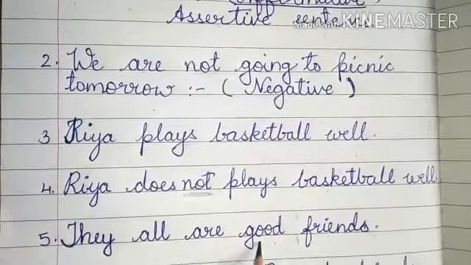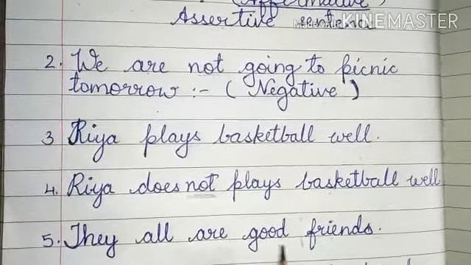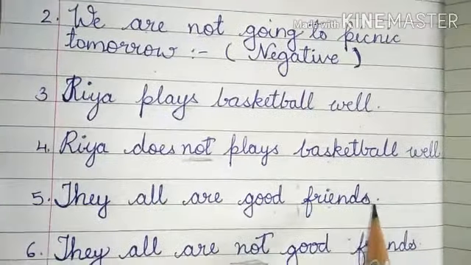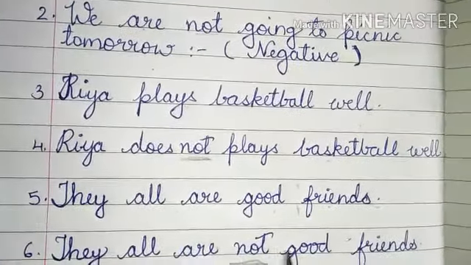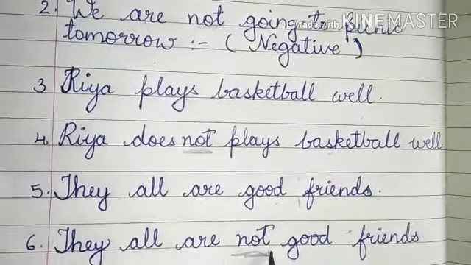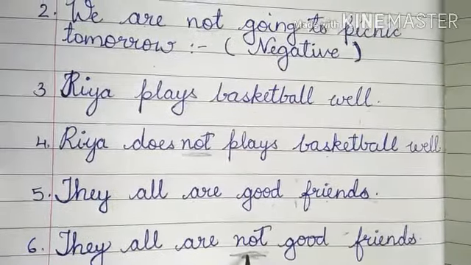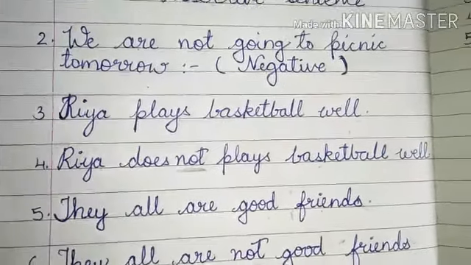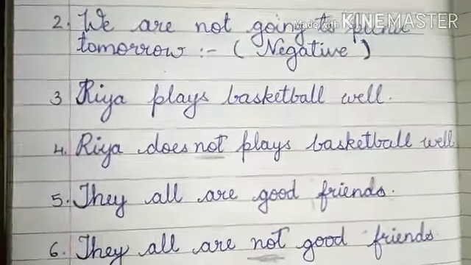They all are good friends. Now students, can you see that it is declared that they all are good friends. So this is an affirmative sentence. They all are not good friends. Now can you see here, again not is used. So this sentence is negative. So students, I hope you are clear with the assertive sentences.